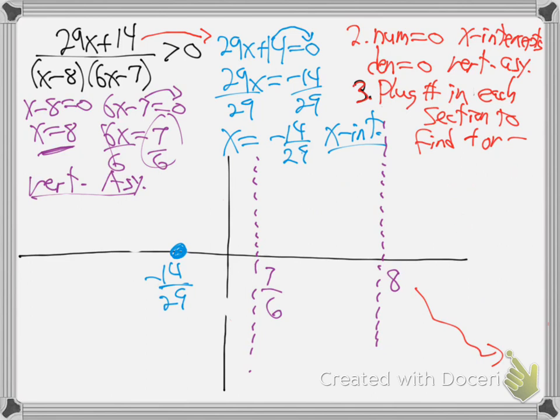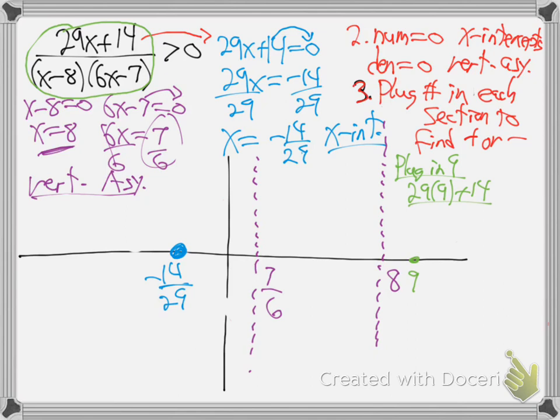So what does that mean? You've got to plug a number in for each section. So I'm going to take our formula here, and I'm going to plug in. What's the number out here? Like 9. Plug in 9. And so what am I going to get? I'm going to get 29 times 9 plus 14 over 9 minus 8 times 6 times 9 minus 7.